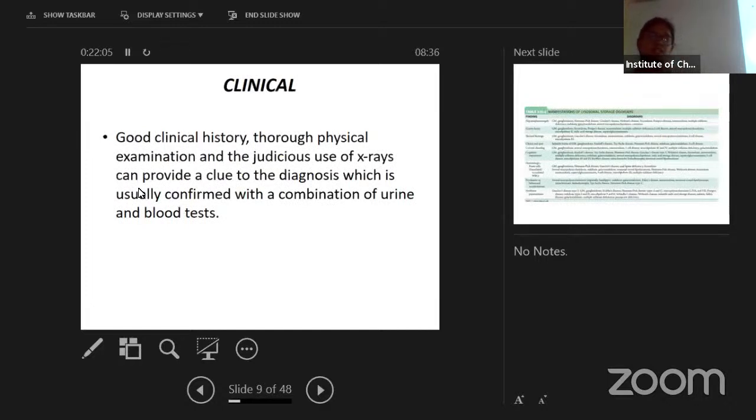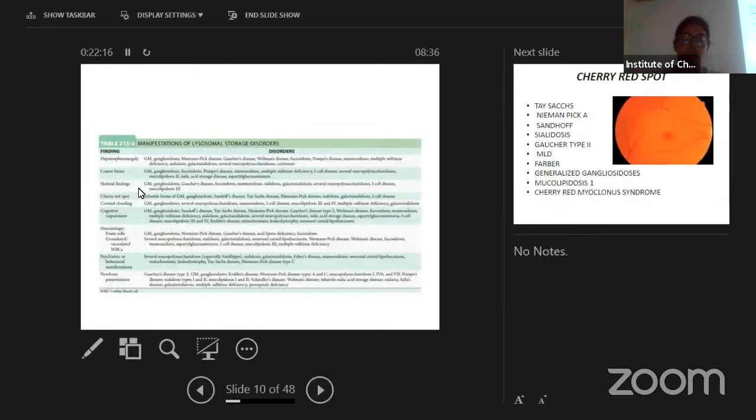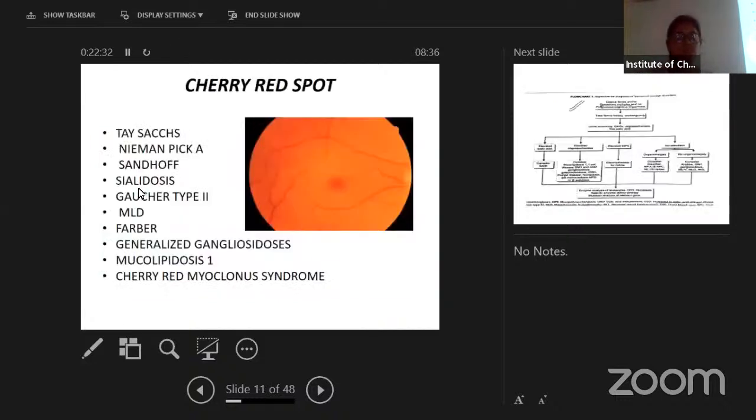So a good clinical history, thorough physical examination, and judicious use of X-ray can provide a clue to the diagnosis, which is usually confirmed with a combination of urine and blood tests. This is the table which shows manifestations of lysosomal storage disease. A patient may present with hepatosplenomegaly, coarse faces, skeletal abnormality, cherry red spot on eye examination, and many more. So a positive finding of cherry red spot helps us to narrow down our differential diagnosis.